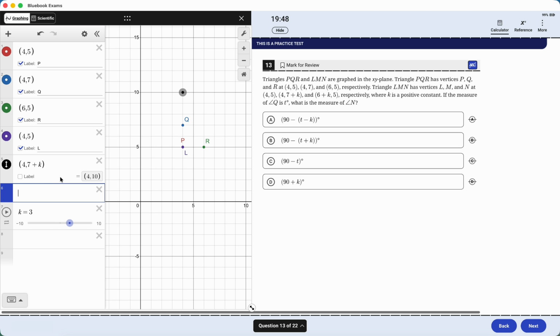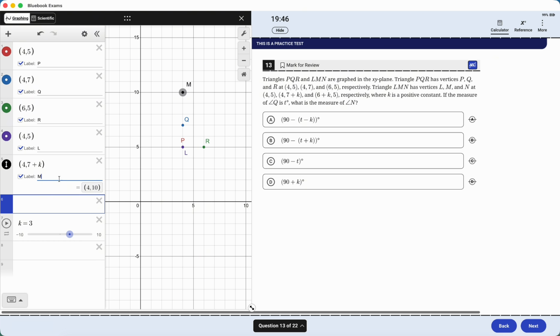And then the final one, now I can label that. That was M. And then finally 6 plus K, 5, right? And this is going to be N. So this is an annoying problem because you have to draw it. So you probably honestly want to draw this on your paper. I think it would be quicker, right?